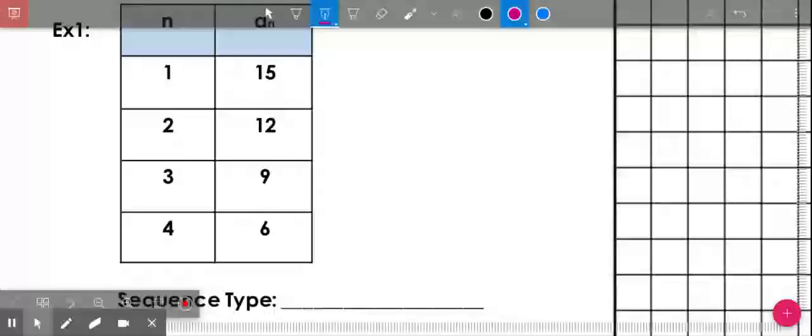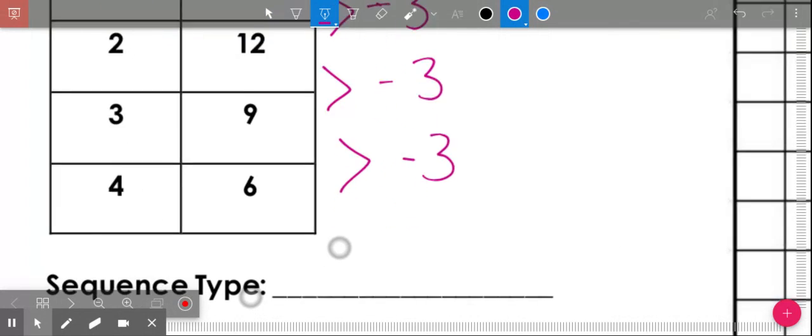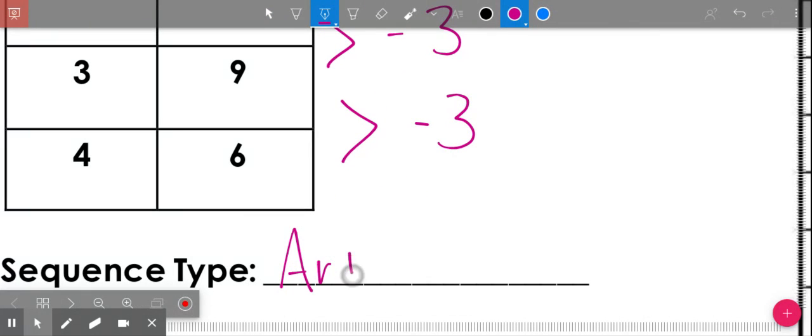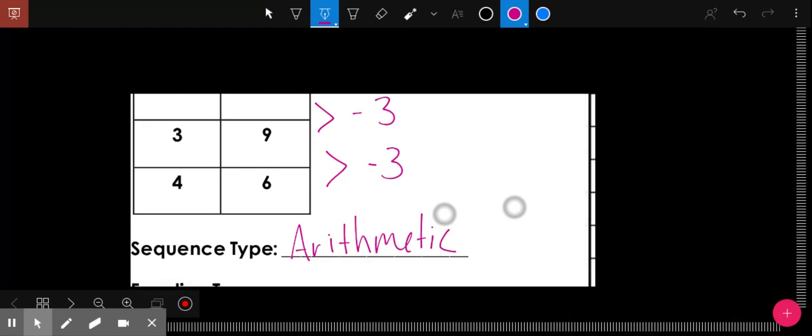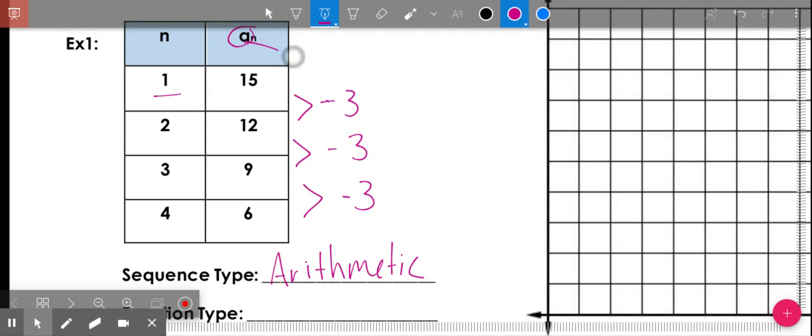Looking at this, the first term is 15. To go from 15 to 12, I'm subtracting 3. From 12 to 9, I'm subtracting 3. And 9 to 6, I'm subtracting 3. I'm subtracting 3 each time. So remember, adding and subtracting patterns are going to be our arithmetic sequences. And guys, a little hint, notice the table had an A sub n. Anytime you see an A sub n, that means it's going to be arithmetic.